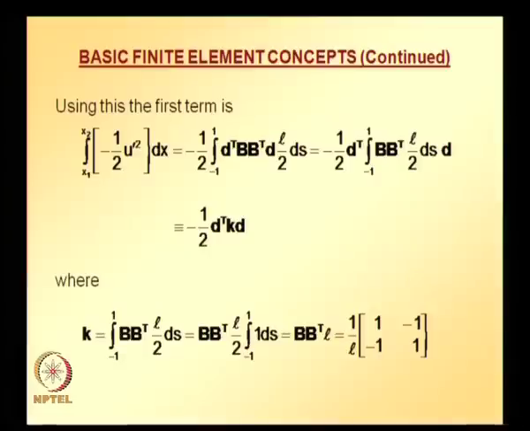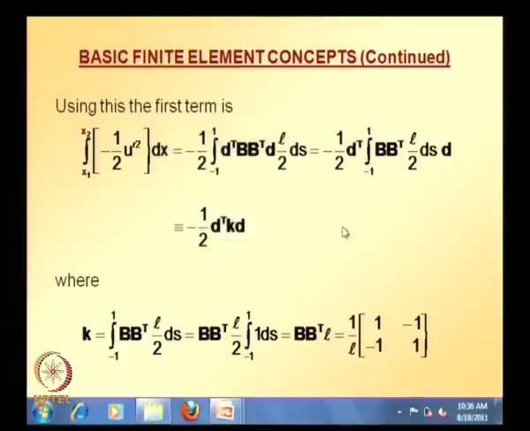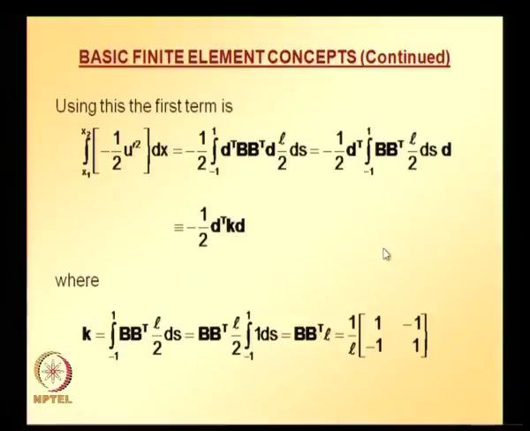And if you see B, B is also not a function of S for this particular element. For a 2 node element, B is not a function of S. So, you can pull B transpose B out of the integral, and this entire quantity simplifies to 1 over L times the matrix [1 -1; -1 1].